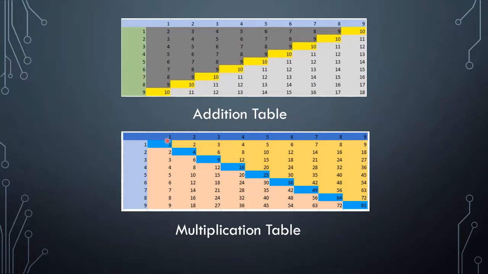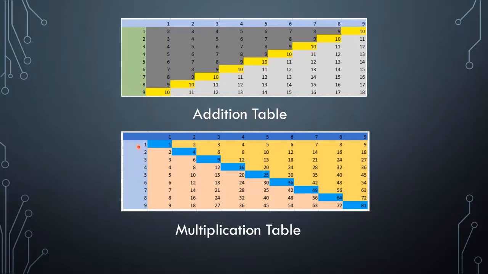So you can see here in this table, I have highlighted these diagonal numbers. These diagonal numbers represent the squares for numbers 1 to 9. Why squares? Because it's basically the number multiplied by itself.